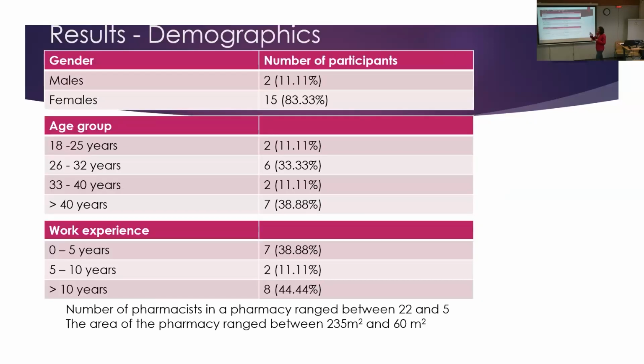So looking into the results, the majority of the participants were female, belonged to the age group greater than 40 years, and also had more than 10 years of experience. When looking into the number of pharmacists working in the pharmacy, it ranged between 22 and 5. And the area of the pharmacy ranged between 235 square meters and 60 square meters.